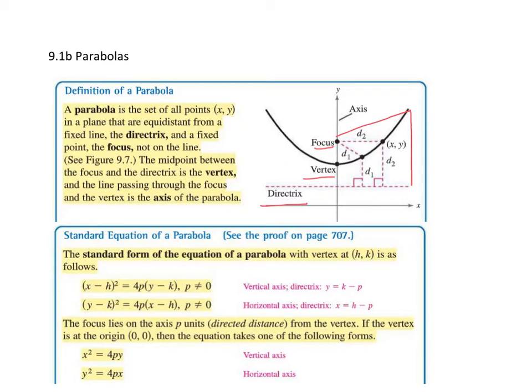Standard form of the parabola. This one right here is when you're opening up or down. This one right here is when you're opening left or right. Notice the difference in them. In the up and down, the x is being squared. In the left and right, the y is being squared. The focus is P units, so we said that a while ago.